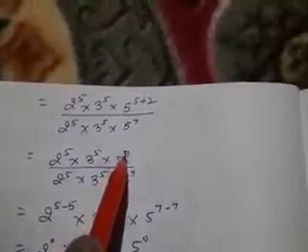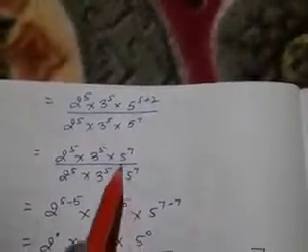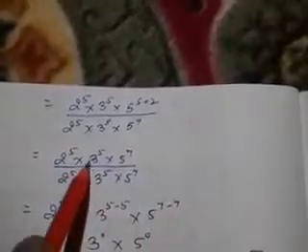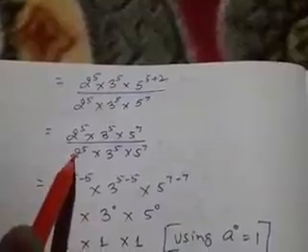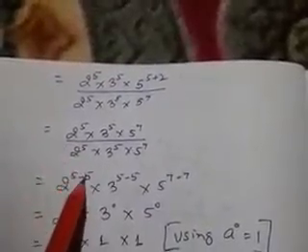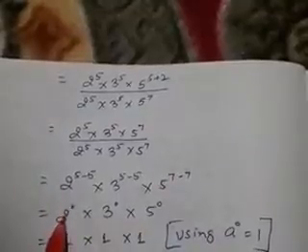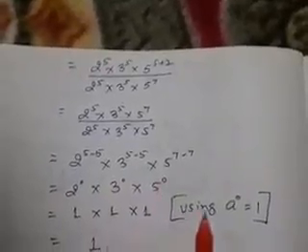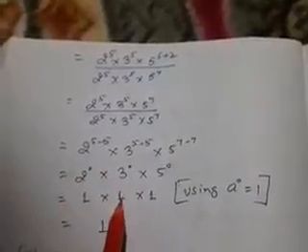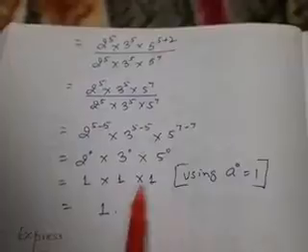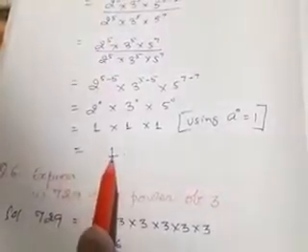Here 5 to the power 7 divided by 5 to the power 7, so we write 5 to the power 7 minus 7. 3 to the power 5 divided by 3 to the power 5, we write 3 to the power 5 minus 5, and 2 to the power 5 divided by 2 to the power 5 is equal to 2 to the power 5 minus 5. So 2 to the power 0 into 3 to the power 0 and 5 to the power 0. As we know, a to the power 0 is equal to 1. Hence 2 to the power 0 is equal to 1, 3 to the power 0 is equal to 1 and 5 to the power 0 is equal to 1. 1 multiply 1 multiply 1 is equal to 1. So the simplified form of this question is 1.